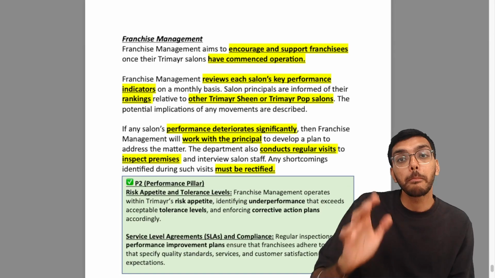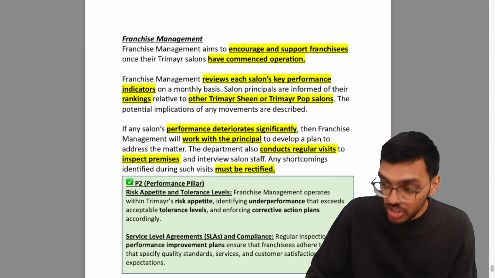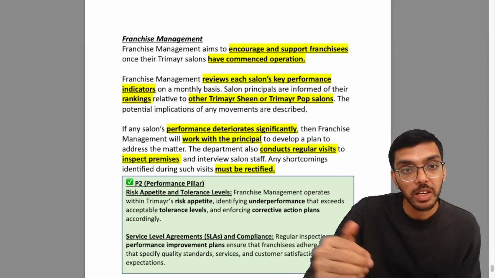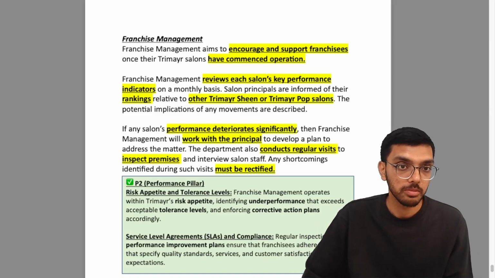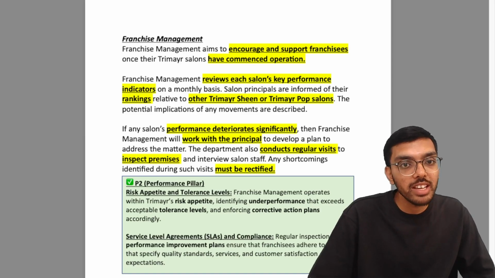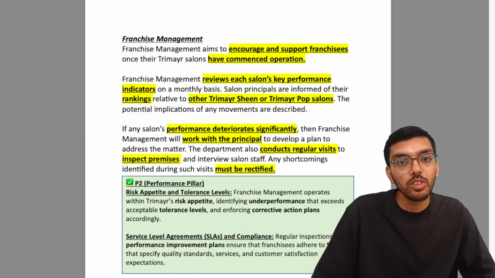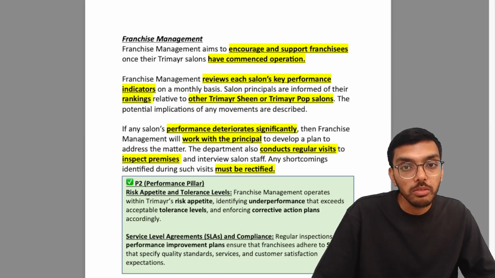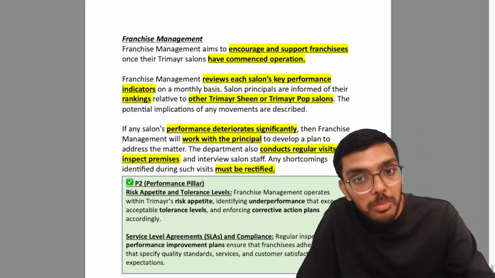Next, franchise management. The first one was franchise recruitment. Second one is franchise management. Now, franchise management aims to encourage and support franchisees once Trimayr salons have commenced operation. After you have recruited them, you need to manage them.